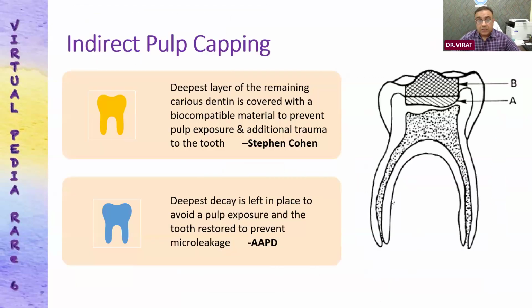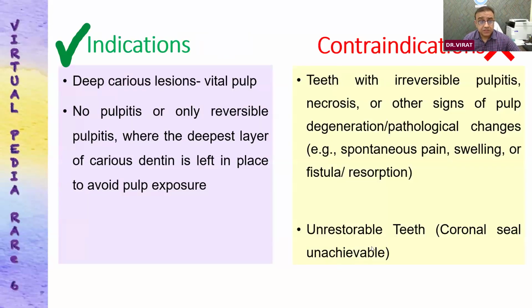Coming to indirect pulp capping. As AAPD defines, it is the deepest decay which is left in place to avoid a pulp exposure, and the tooth is restored to prevent microleakage. The various indications include deep caries lesions with a vital pulp, no pulpitis or only reversible pulpitis, where the deepest layer of the carious dentin is left in place to avoid pulp exposure. The contraindications include teeth with irreversible pulpitis, necrosis, or other signs of pulp degeneration or pathological changes, and unrestorable teeth.